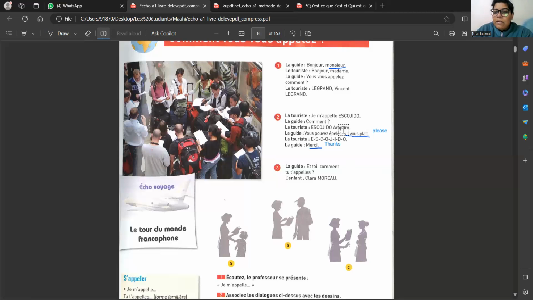Understood both these conversations? Okay. Now the third conversation. It's between the guide and a child. In the first and the second conversation, the conversation was formal. Now in the third conversation, it changed to informal. Comment tu t'appelles? Again it means what is your name, but it is informal because she's talking to a child. The child's name is Clara Moro.